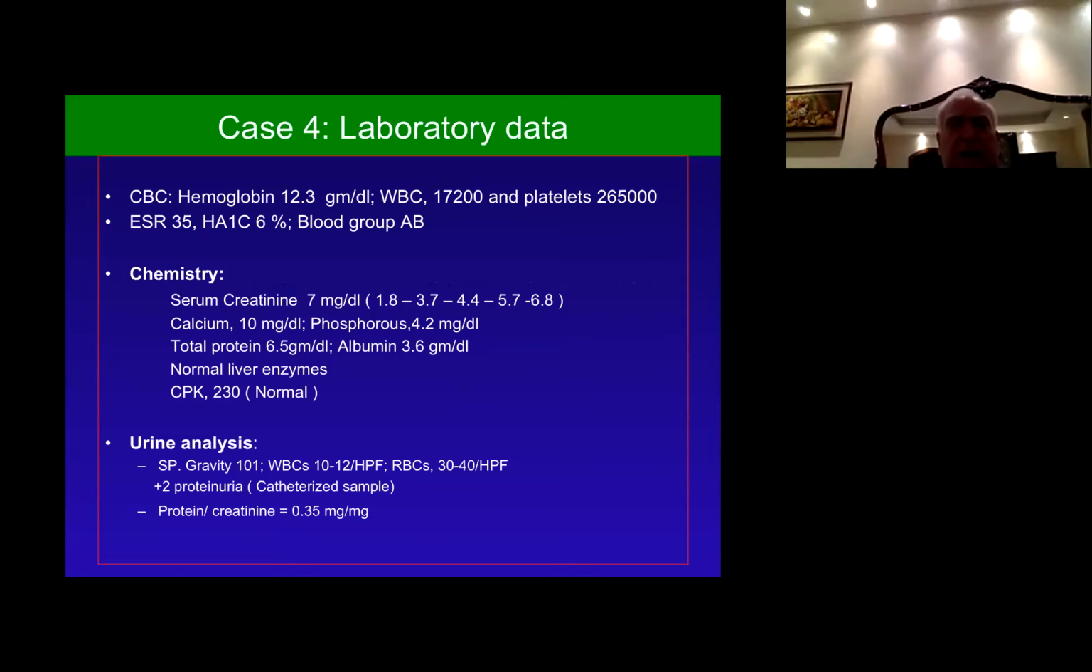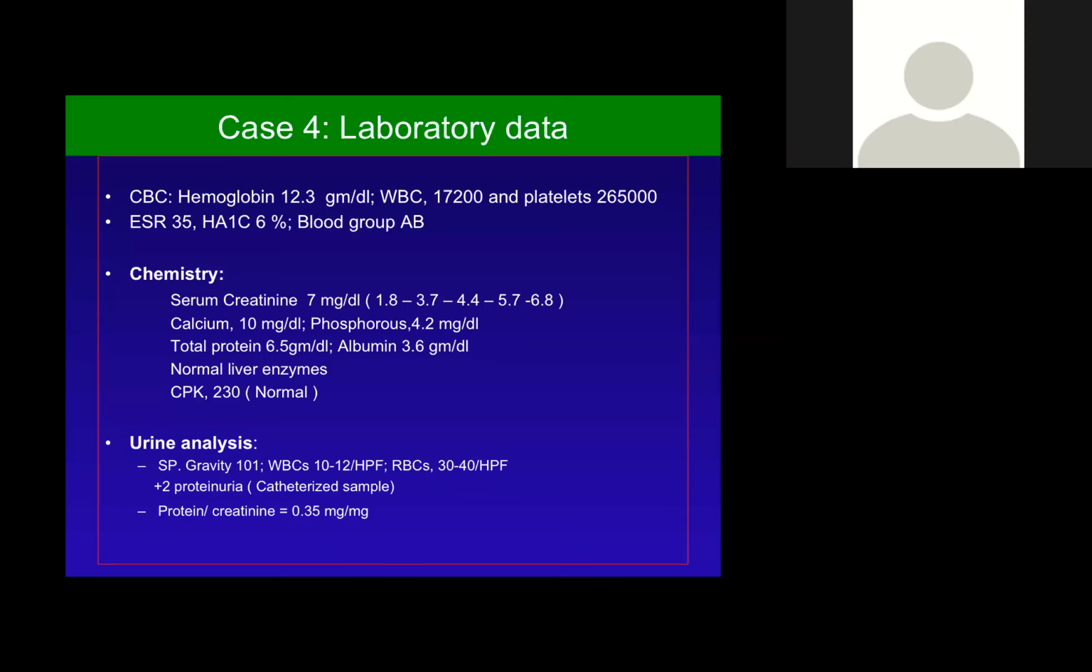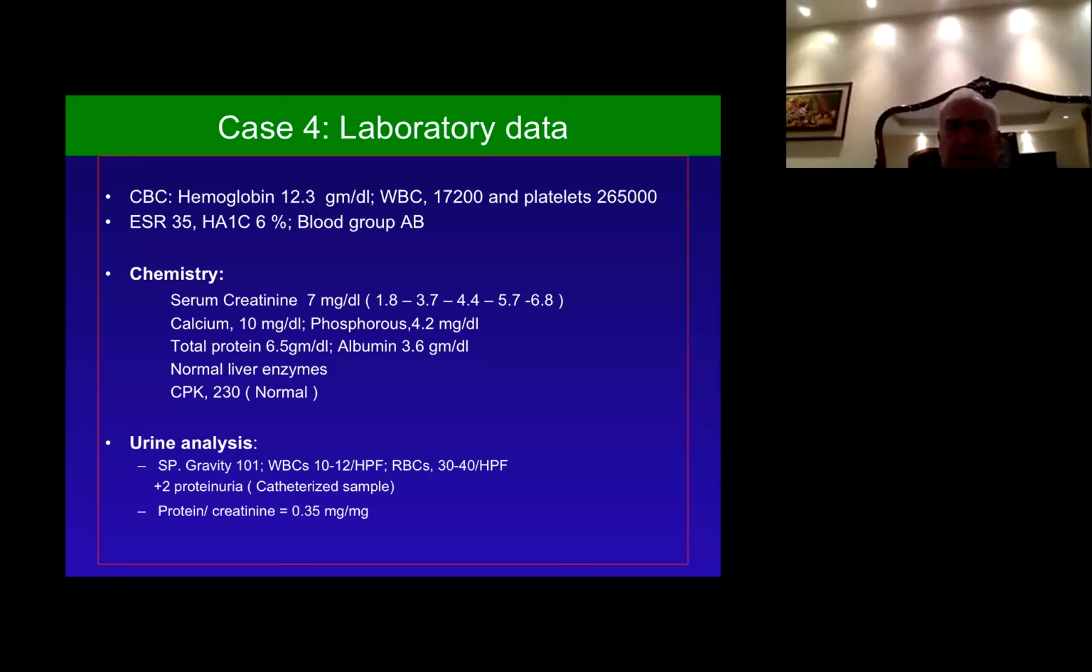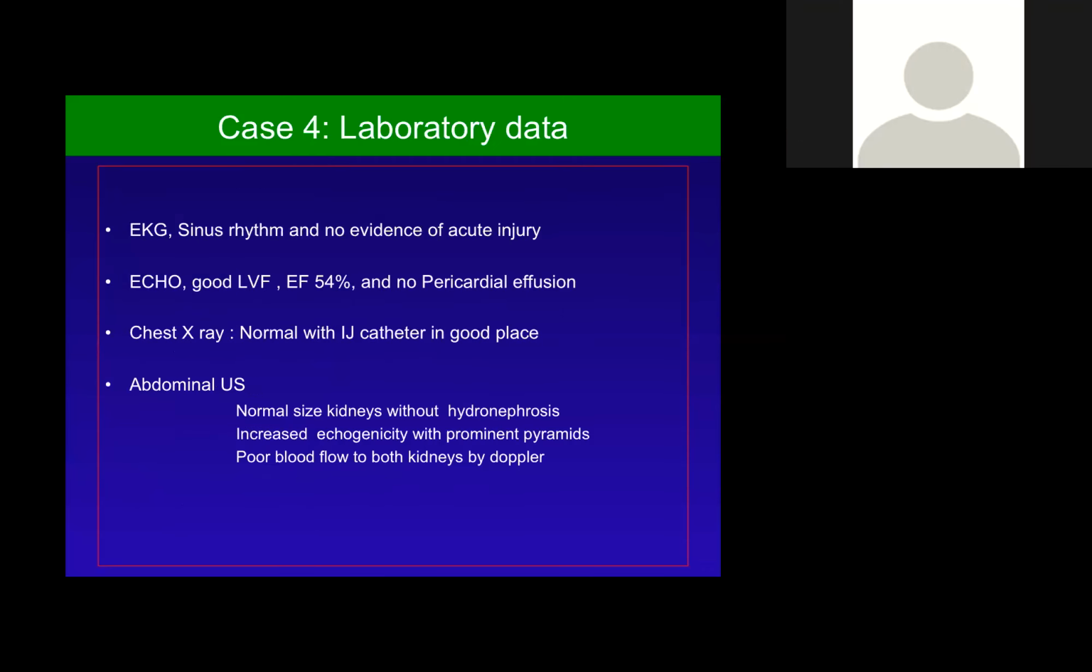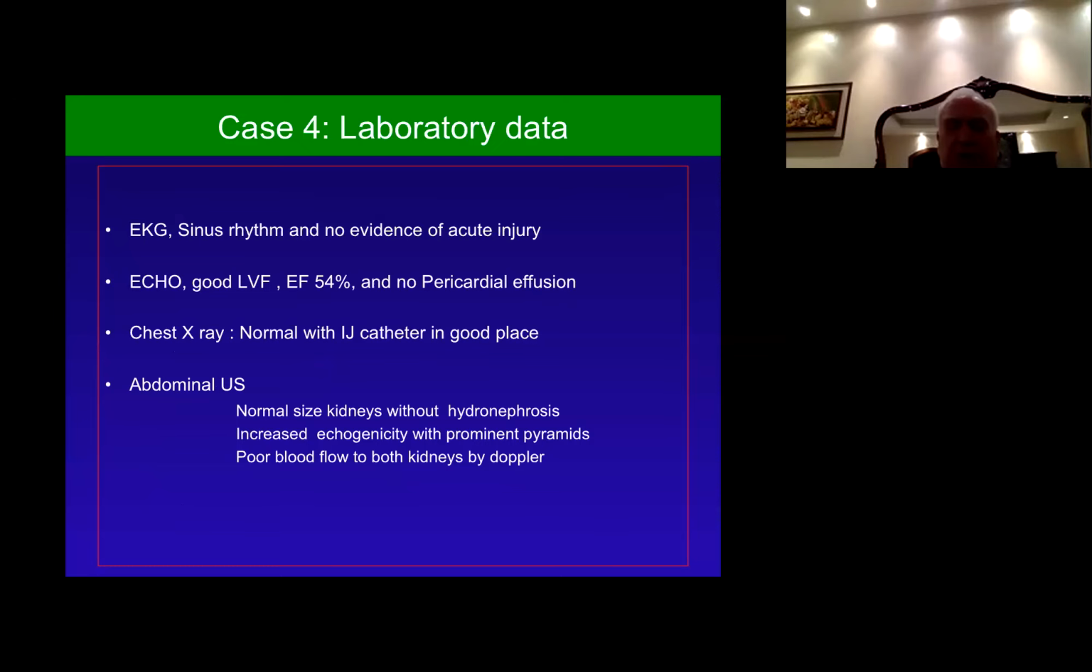He's not anemic, hemoglobin 12 point something, ESR 35, A1C 6, and his blood group AB. Creatinine 7, already on dialysis, calcium 10, phosphorus 4, total protein and albumin acceptable, normal enzymes, his CPK 230. Urine analysis, the few CCs that we have: specific gravity 1010, WBC 12, RBC 30 to 40 red cells per high power field, that's a Foley catheter, protein 0.3 gram per milligram. EKG, echo, chest x-ray, all looks fine.